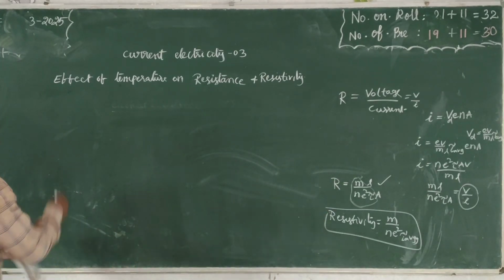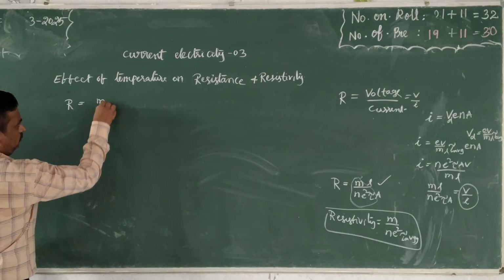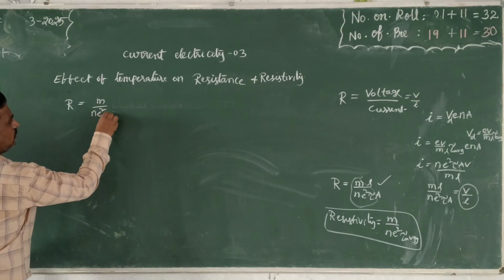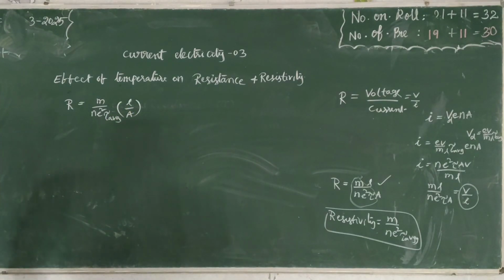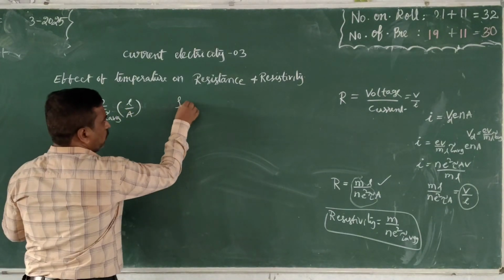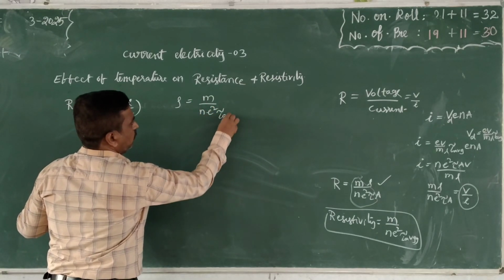What is the resistance formula? Resistance is m by ne square tau average into L by A. It is the formula for resistance. And what is rho? Rho is equal to m by ne square tau average.